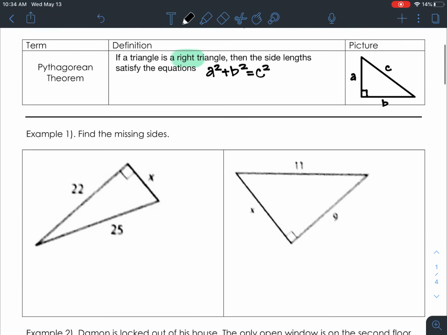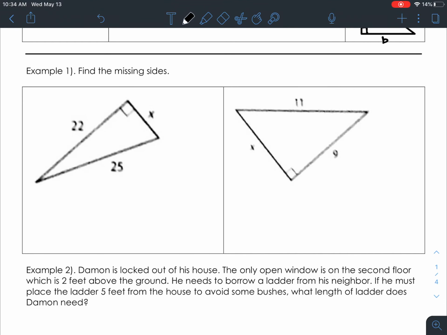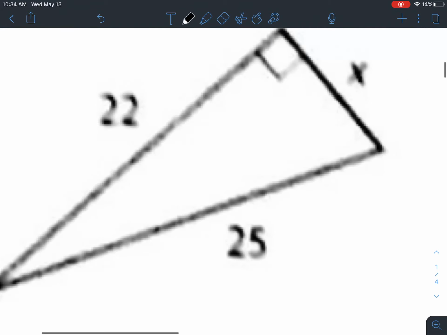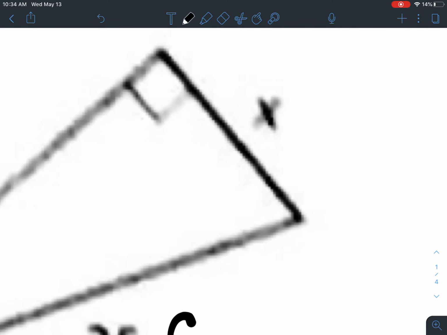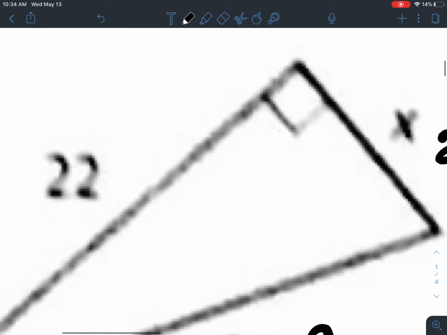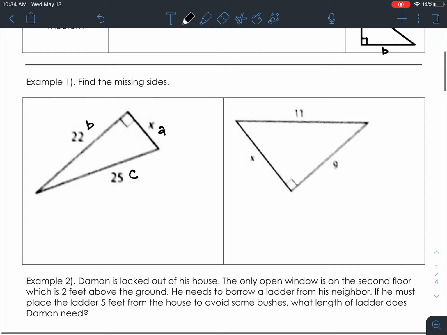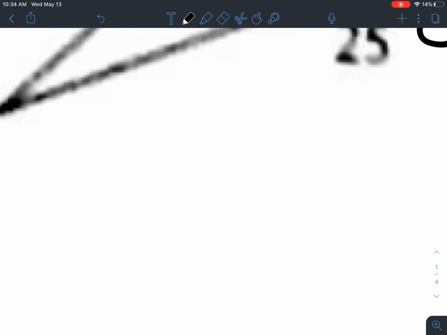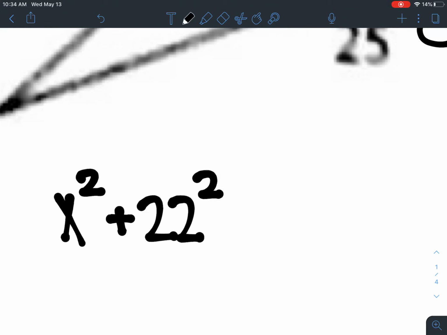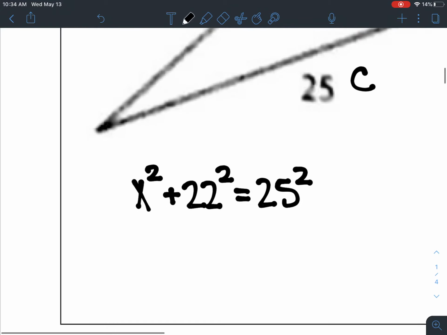If we look at example 1, what the Pythagorean theorem is used for is to find the missing side lengths of right triangles. Let's label these a, b, and c. The only one that really matters, like I said before, is the one that's right across from the right angle. Let's label the x a and the 22 b. So what we're going to get here is x squared plus 22 squared is equal to 25 squared. And then now we just solve for x.